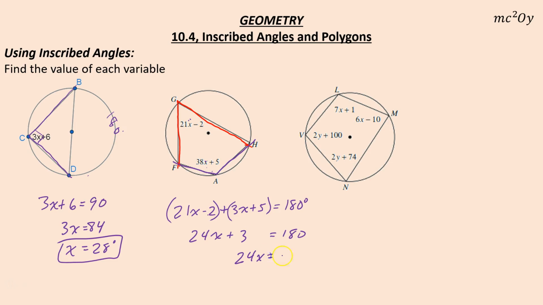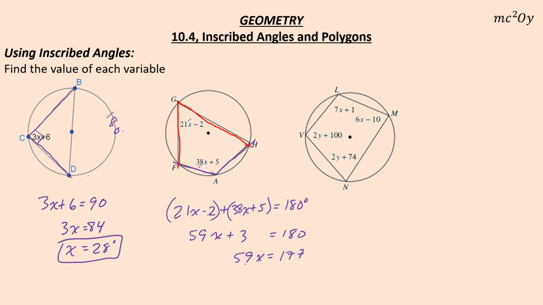Subtract 3, so 24x is equal to 177. Okay, you know what? I think I missed a term, yeah, I did. That's not 3x, that is 38x. So for those of you wondering, whoa, what happened to the 8? I forgot it. Okay, so 21 and 38 is 59. All right, 59x, holy moly, that could have been a catastrophe.